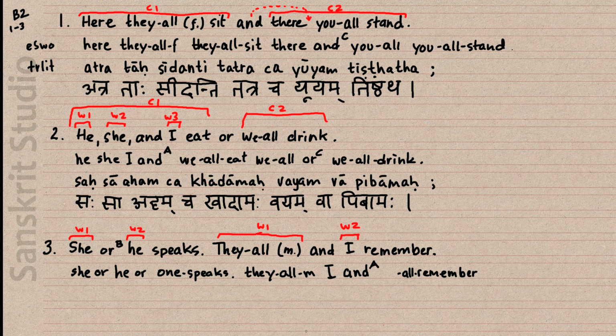Well, the answer is that whenever we are having subjects with different numbers, or different persons, like I and you, for instance, or I and he, in this situation, first person always wins over, or trumps, overrides any other person. So it will be first person here. So we all remember.